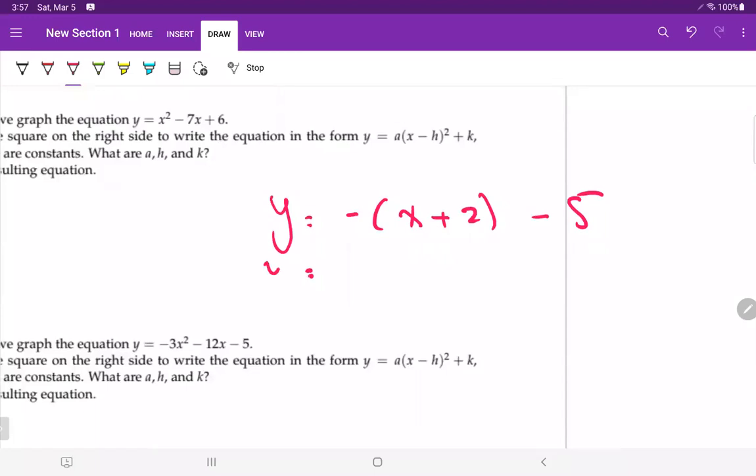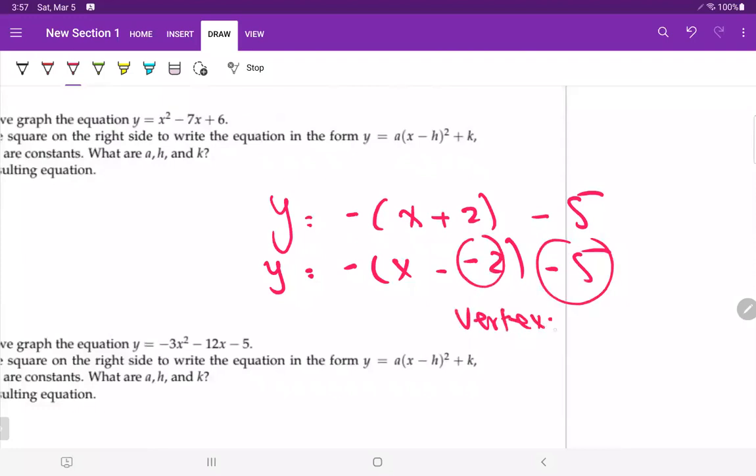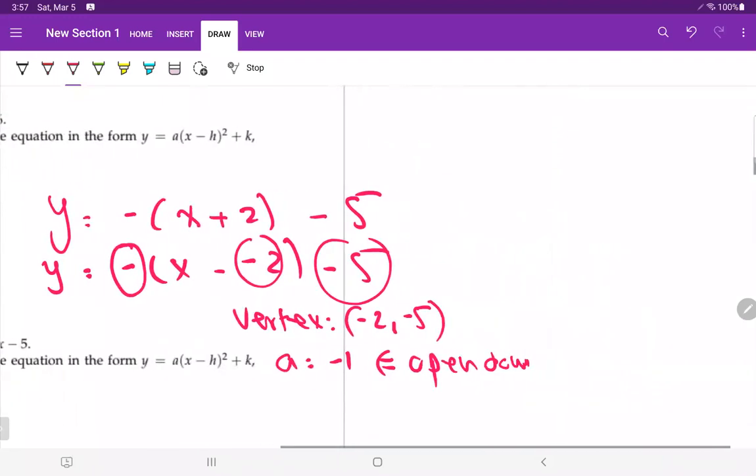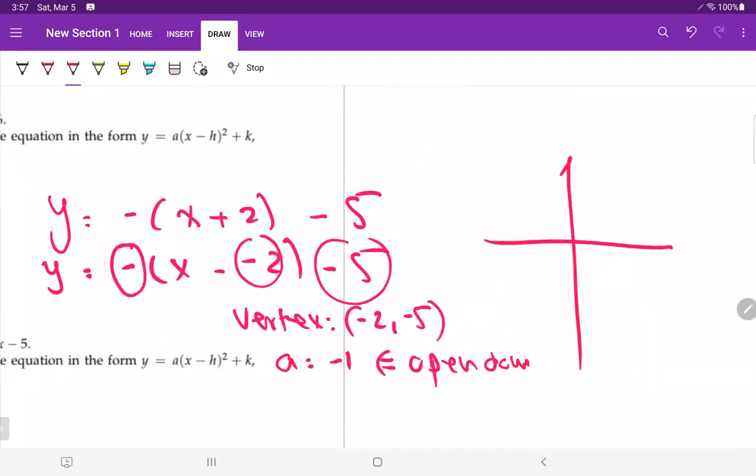If I tell you, graph this, you'll tell me this is the vertex, and A opens down. Then you go there, you look at negative 2, negative 5 here, and it opens down, something like this.